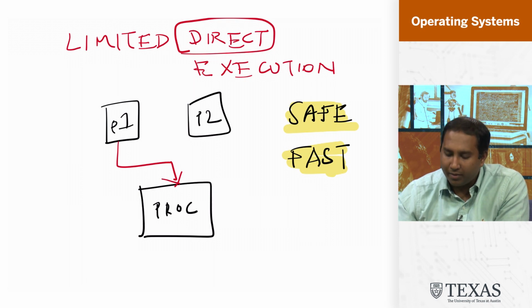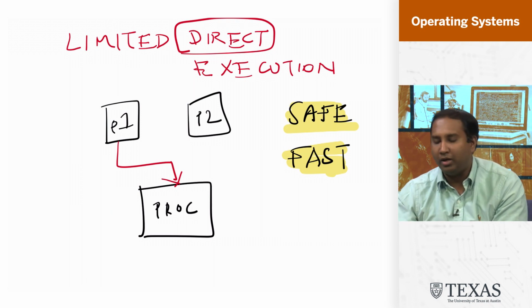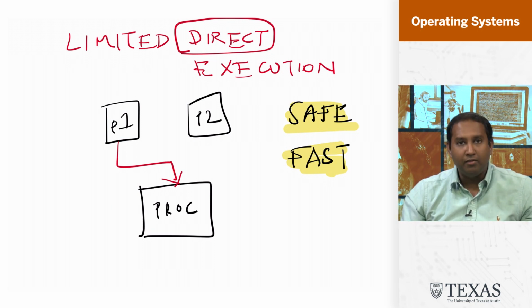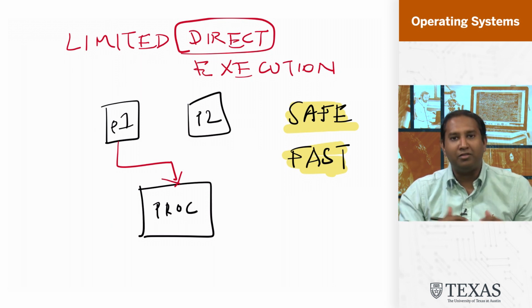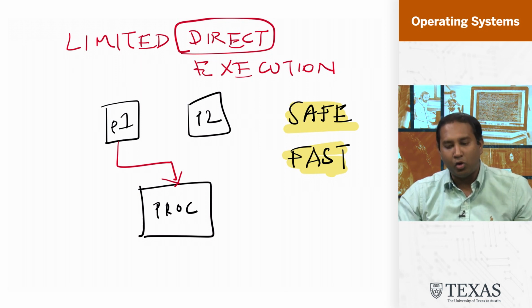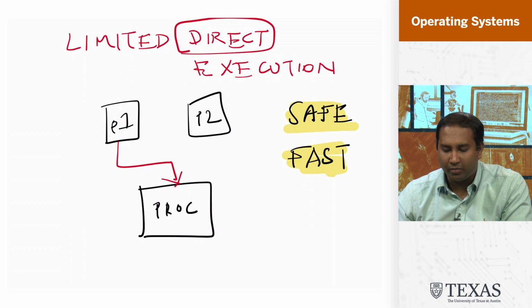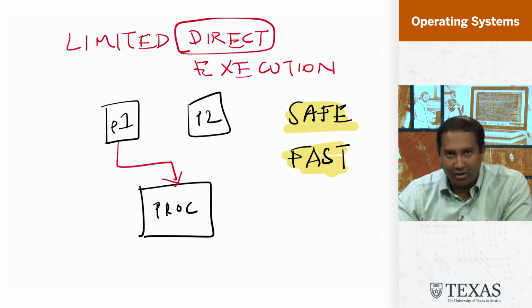The reason is, let's say P1 is a malicious program, or let's say it's a buggy program. So it has an infinite loop in the program, and we allow it to run on the processor, and it just runs forever, never letting the OS or the processor run the next process P2. So if we just did direct execution, it's not very safe, and that's where the limited part of it comes in.